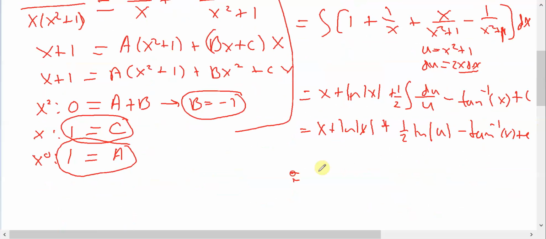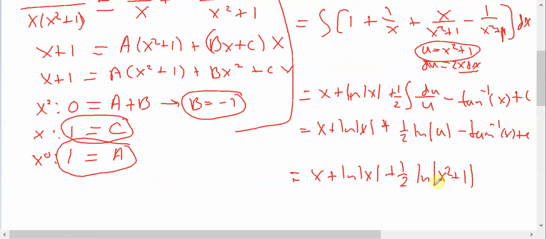and putting the x squared plus 1 back in for u, I'm done. So that's log of absolute value of x, 1/2 natural log absolute value of x squared plus 1. The absolute value actually on this one's optional since that's already positive, but I'll just leave it, and plus a constant.